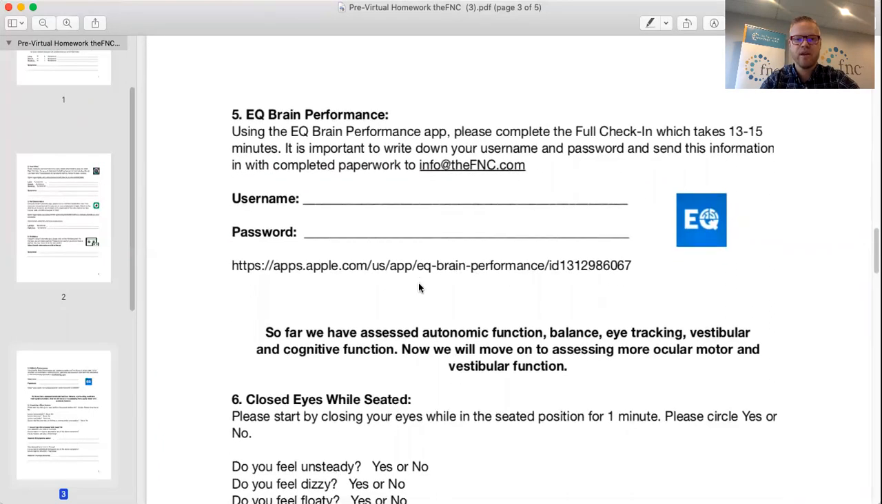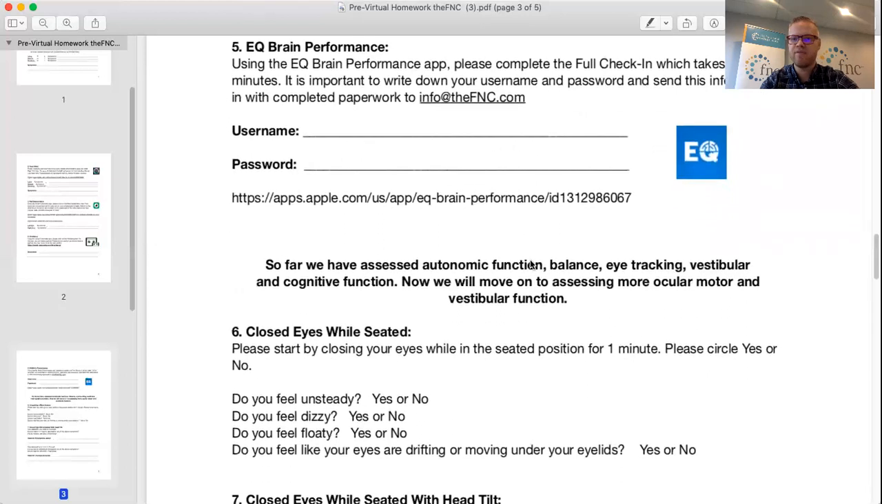So far, we've assessed autonomic function, balance, eye tracking, vestibular cognitive function, and now we're going to move on to more ocular motor and vestibular. Based off of everything that we just went through, we just actually hit autonomics and vestibular cognitive, and that's amazing for basically spending about 15 minutes at home and assessing this.